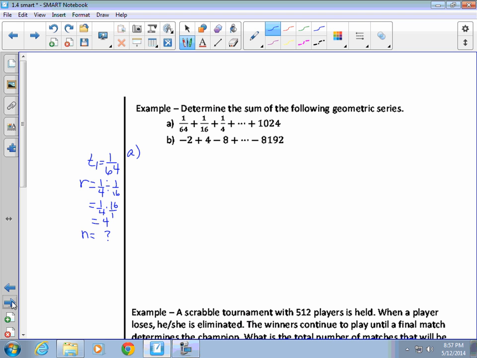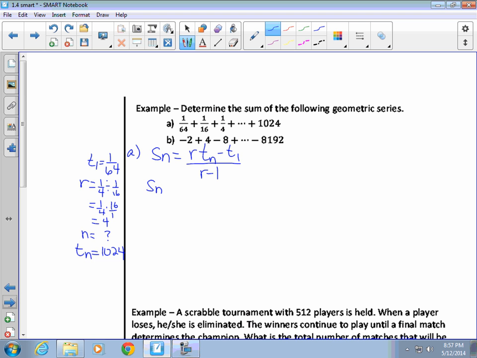Because I don't know my number of terms, I can't use that regular formula, so I have to use the other formula that I gave you. So I have to use this one: R times the nth term minus T1, so minus the first term, over R minus 1. I do know that my last term is 1024.